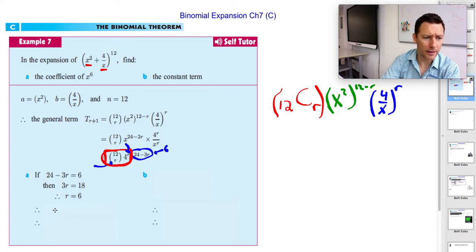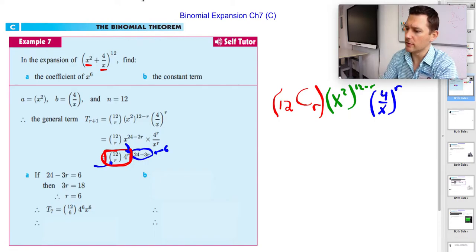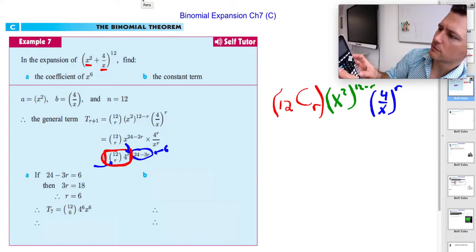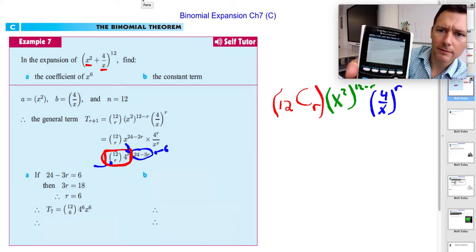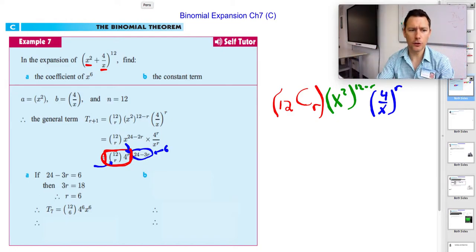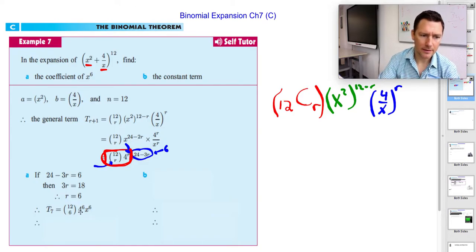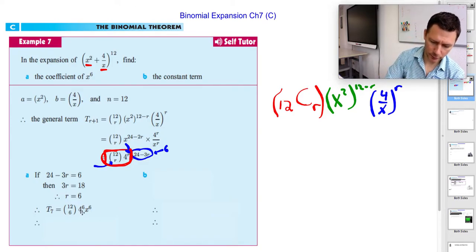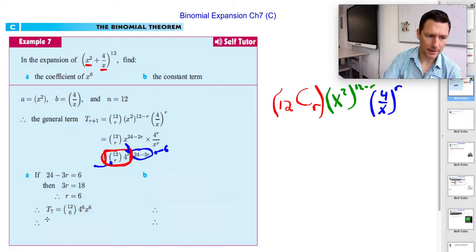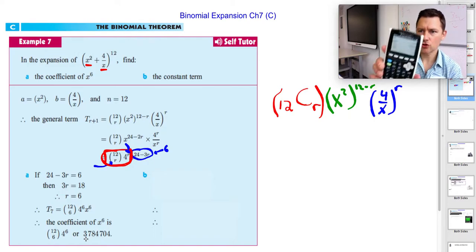So it should look like this. We plug 12 choose 6, 4 to the 6, and we know this one's going to be x to the 6th because we've done this calculation previously. So you grab your calculator and you say 12 choose 6, like that. I got 924, and 4 to the 7th, say times 4 to the 6th, and I got that number. Yeah, sweet.